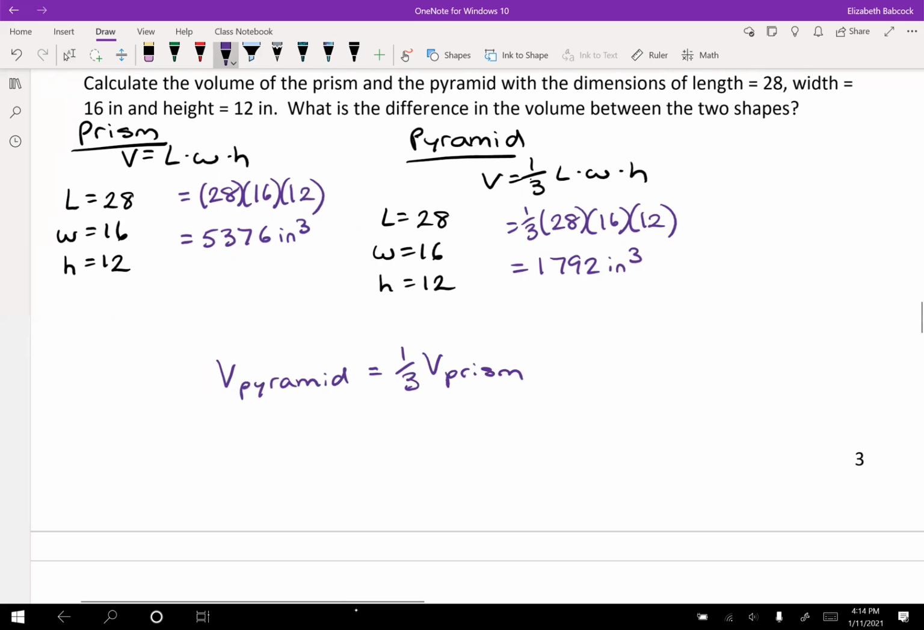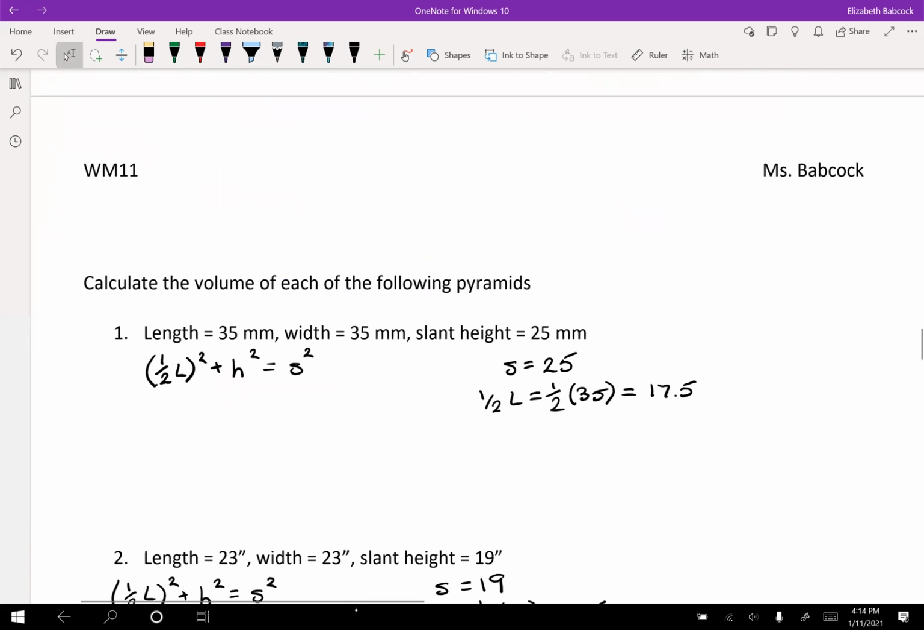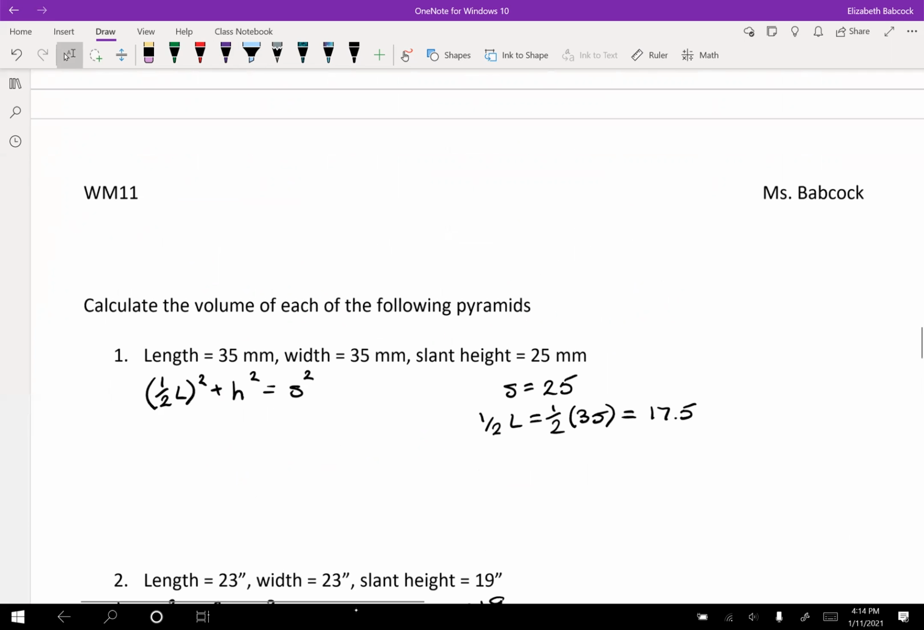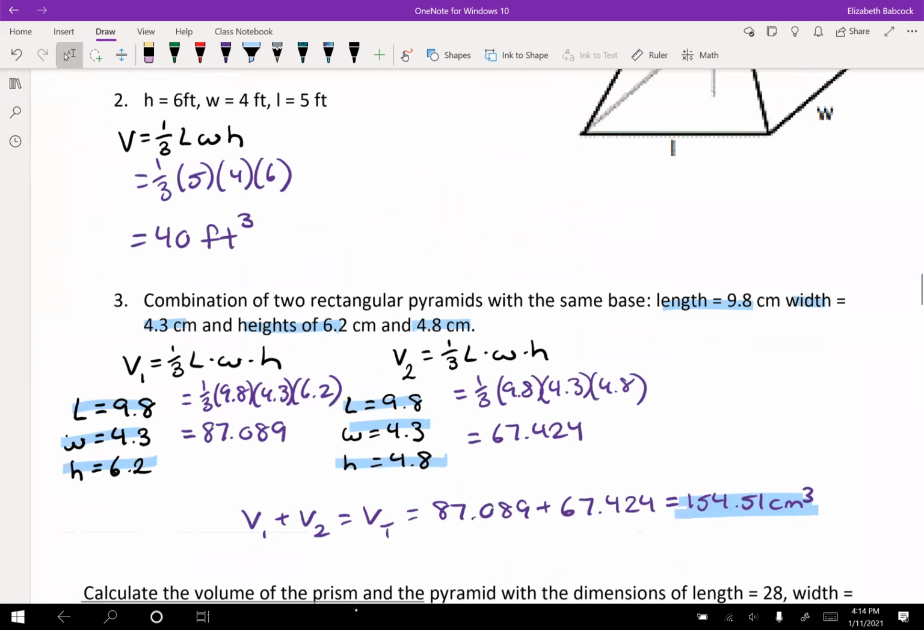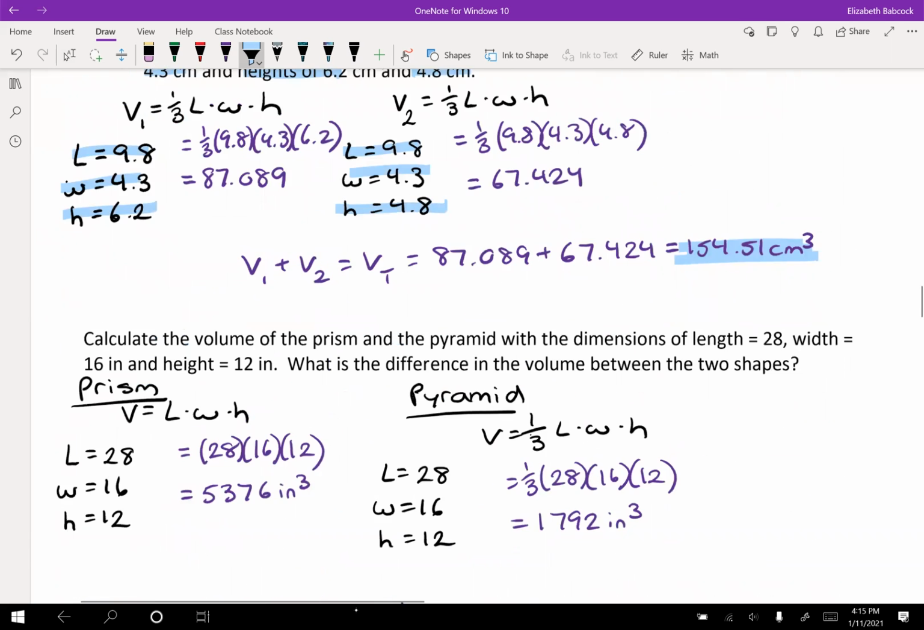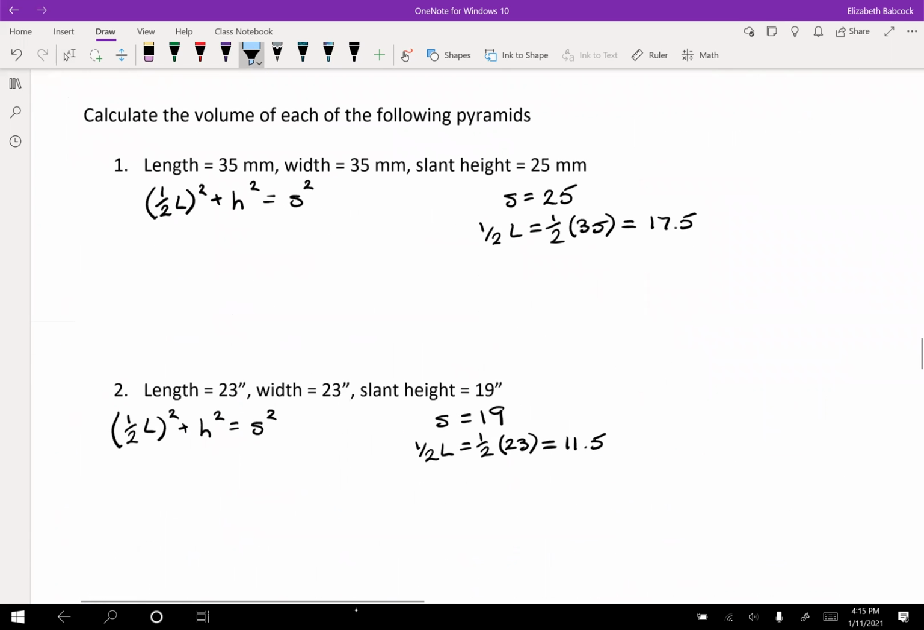I'm going to keep moving on. Next, we have calculate the volume of each of the following pyramids, but we're given, this is a little different. We're given the slant height, but if we go back up, we don't want the slant height. We want the height of the pyramid. So which means we need to solve for it using our Pythagorean theorem like we have in previous units.